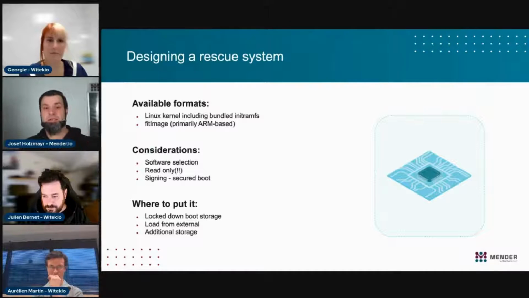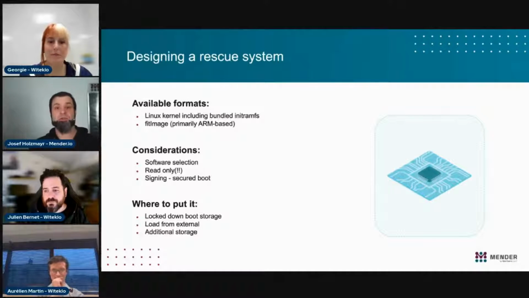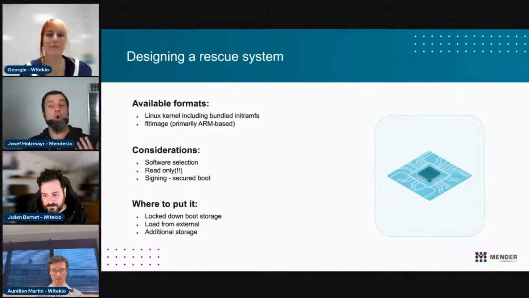So let's look at the rescue system technically. How can it be constructed? What should you know about it? First and foremost, if you ask me, a rescue system should be one coherent binary blob that you put somewhere on the device. This is, in most cases, a kernel plus an init RAMFS these days, because then you can directly combine them and hand off. But there are also other options, like splitting it up, kernel plus init RAM disk, or, if your bootloader supports it, primarily on ARM, use a FIT image.